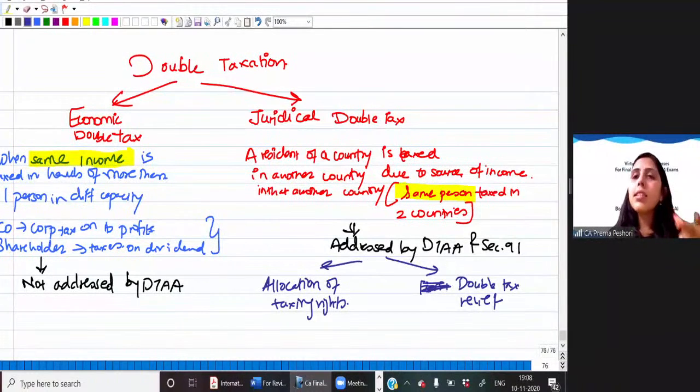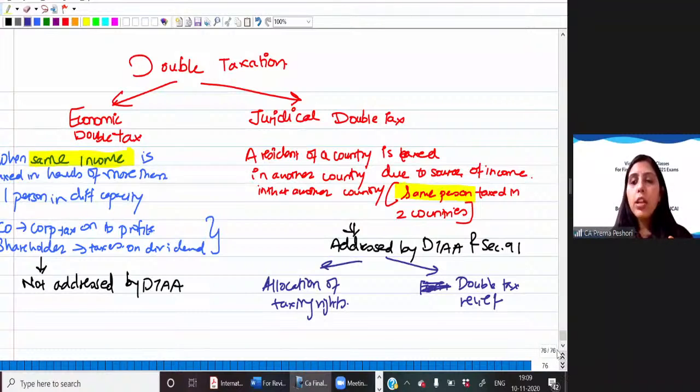Second, the resident country will have to grant the double tax relief of the taxes paid in the source country. Clear? So a resident state will always have the primary right to tax, but it will have to provide the credit of taxes paid in the source country. Is it clear?